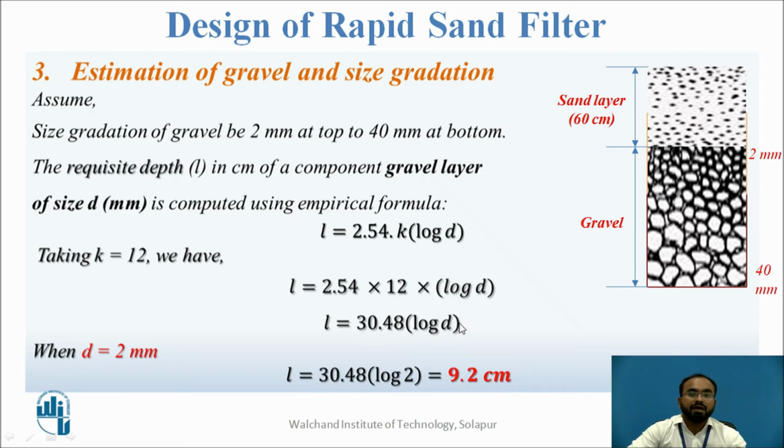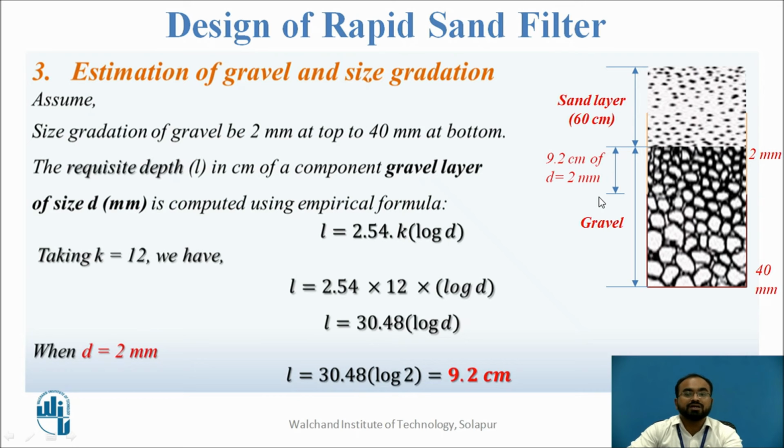Now what will I do? I will put the values of gravel varying from 2 to 40. So first I will do for a diameter of 2 mm. I will put the value of 2 into this equation, and what will I get? L is equal to 30.48 into log 2, which comes to about 9.2 centimeters. Now what is the implication of that? What does it mean? You can see in the diagram now, 9.2 centimeters of depth is given for a gravel diameter of about 2 mm. So for the depth of 9.2 centimeters, the diameter of gravel will be 2 mm.